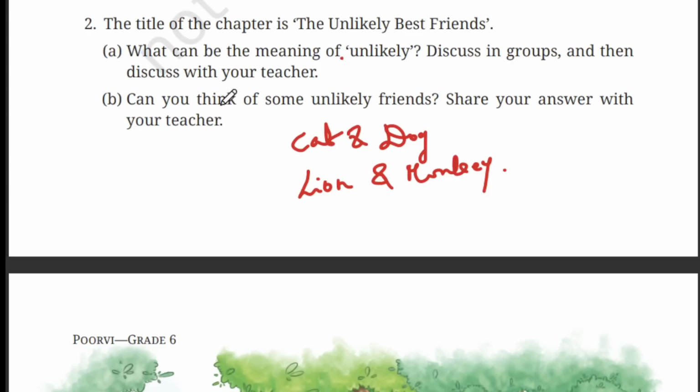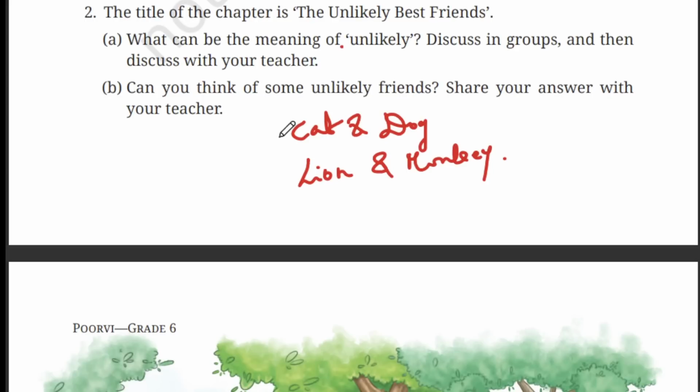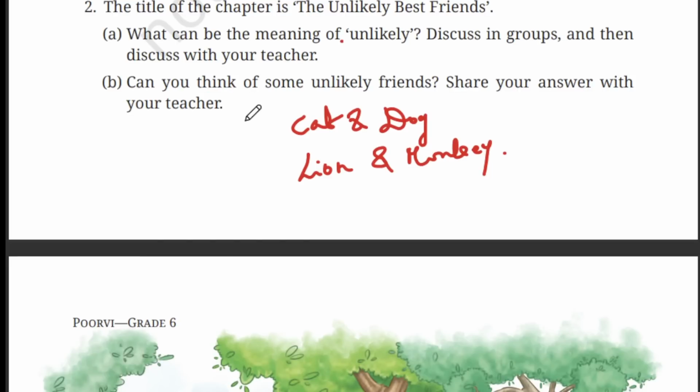Can you think of some unlikely friends? Share your answer with your teacher if you have any unlikely friends nearby. Because in some homes we see dogs and cats being friends. If you see anything like that, you can share it with your friends.